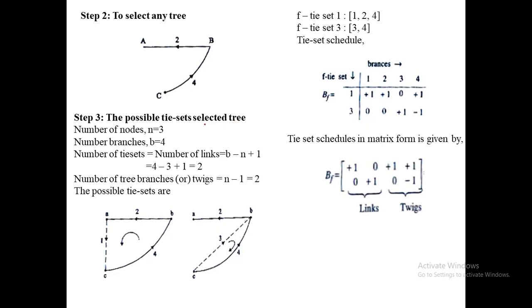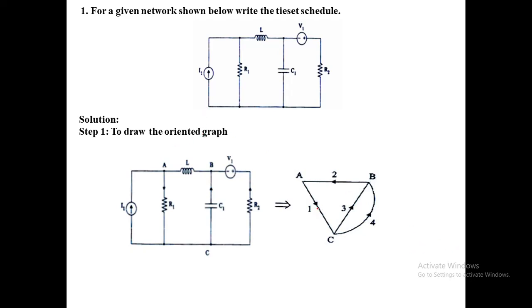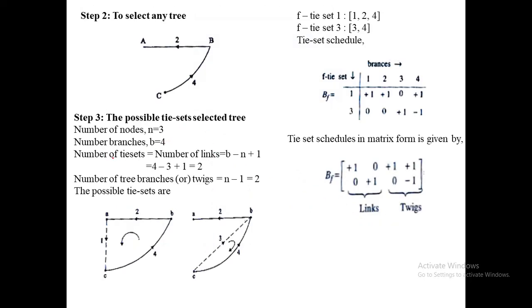Here we have to find the tie set. For that, first we have to write the number of nodes. N equal to, the nodes are 1, 2 and 3. Next, number of branches. In this oriented graph, the number of branches are 1, 2, 3 and 4. Total branches are 4. Next, we have to find the tie set. Number of tie sets equal to B minus N plus 1. B is 4, N is 3. We got the answer 2. Next, number of tree branches. We know that tree branches are 2, or else we can write the equation N minus 1. From this we can find N is 3, 3 minus 1 equal to 2.